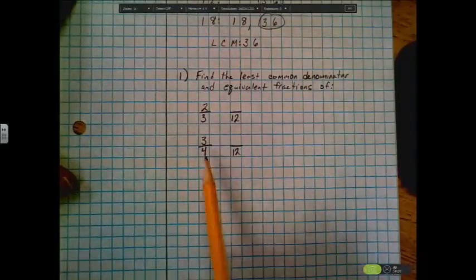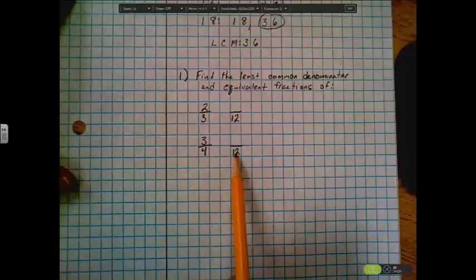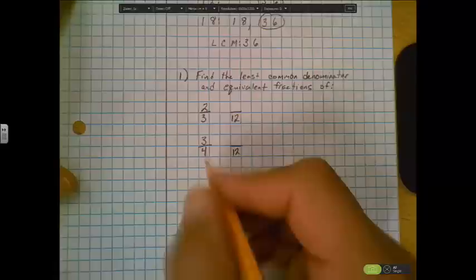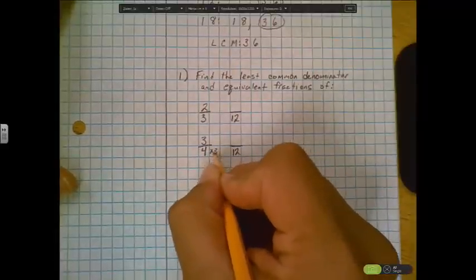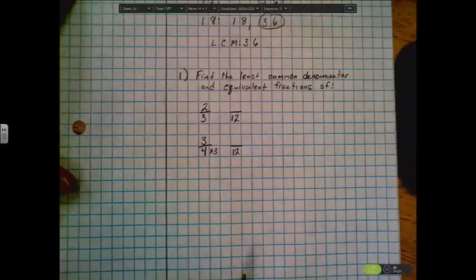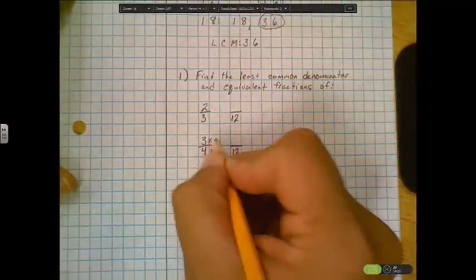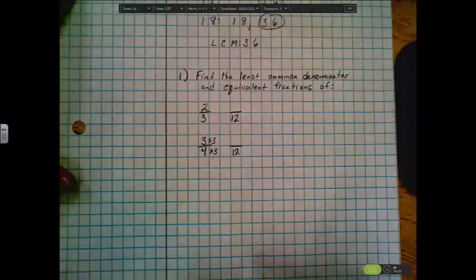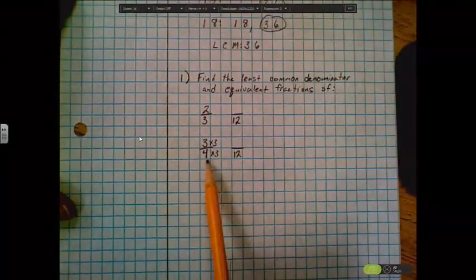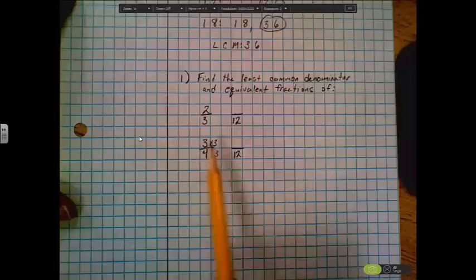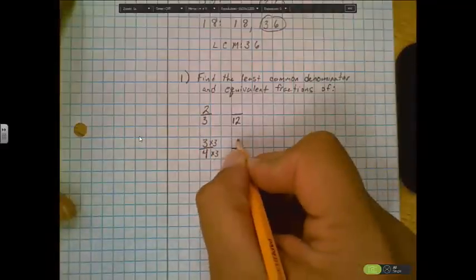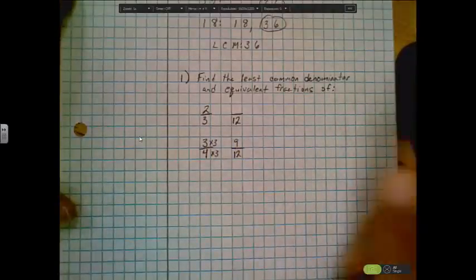And then we ask ourselves, what times 4 is going to give us 12? Well, we know that 4 times 3 is going to equal 12. Well, if we multiply on the bottom of this fraction, we have to do the same thing on the top. Okay, and so we're going to do the 4 times the 3 equals 12, so we're going to do 3 times 3 to find the numerator, and that's going to give us 9.